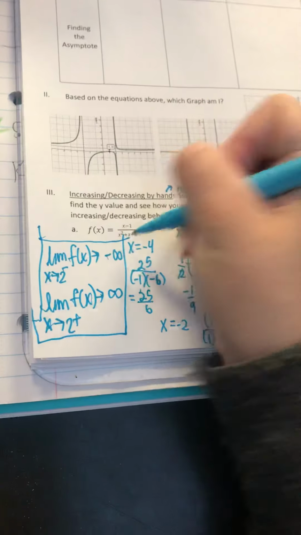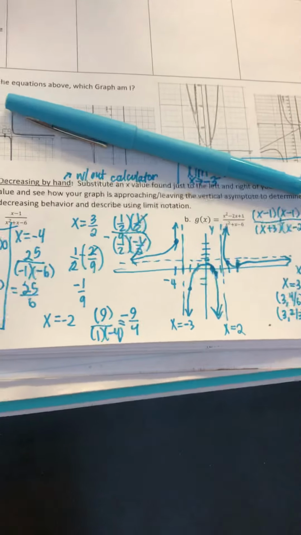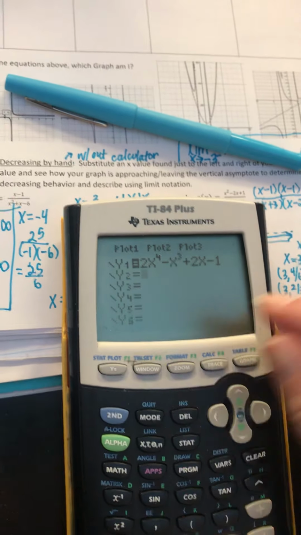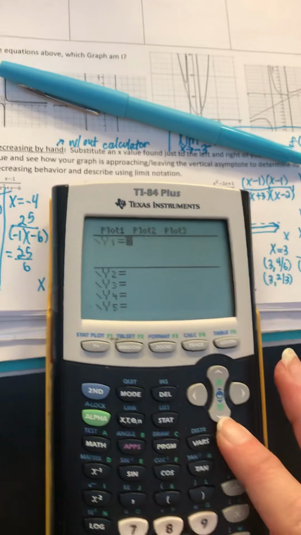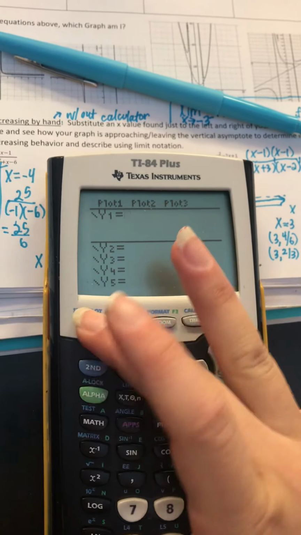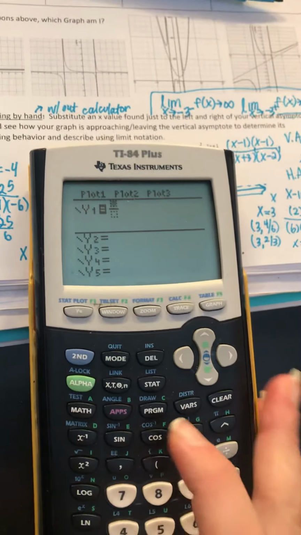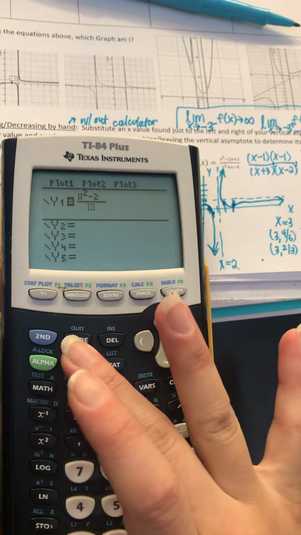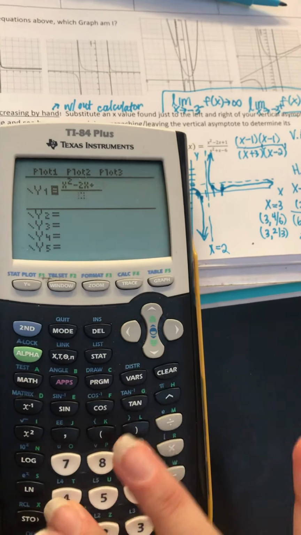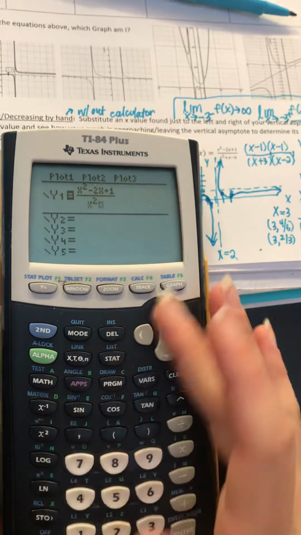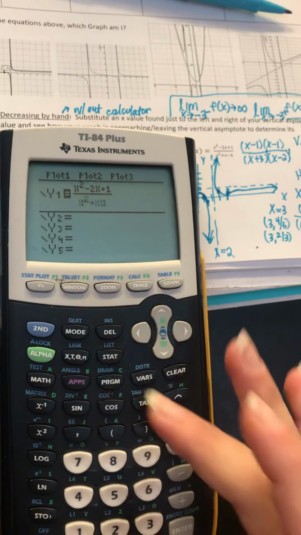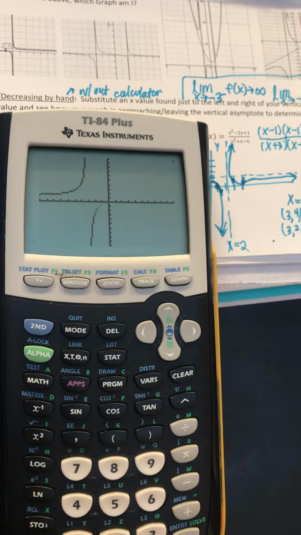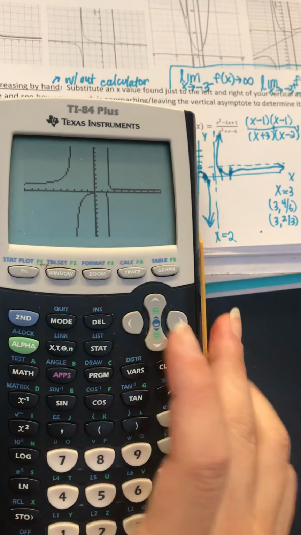Double check your work. Wow, can't even box. Double check your work with a calculator. And this one is low on batteries, but that's okay. I'm going to plug in, if I can type, alpha y equals, I like that little tool. We can do the original, x squared minus 2x plus 1 all over x squared plus x minus 6. We'll graph it, and you're going to see that funny looking graph.